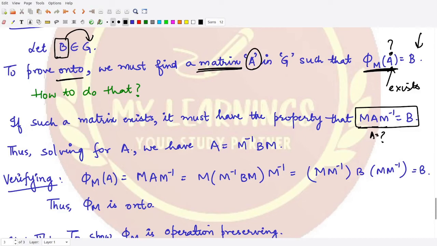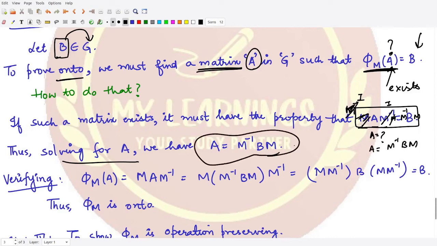Now using this relation here, can we find out the value of A in terms of B? Yes, we can. So when we solve it for the value of A, we can multiply M inverse on both sides, so we have this thing. So this and this cancel each other's effect and give us identity, right? If we multiply with M on both sides, then this and this cancel out each other's effects, giving us identity. So we have A is equal to M inverse B M. So this is what we have after solving this equation. Therefore we say whenever we take some B in G, we have an A of this kind present in G such that phi M of A is equal to B.